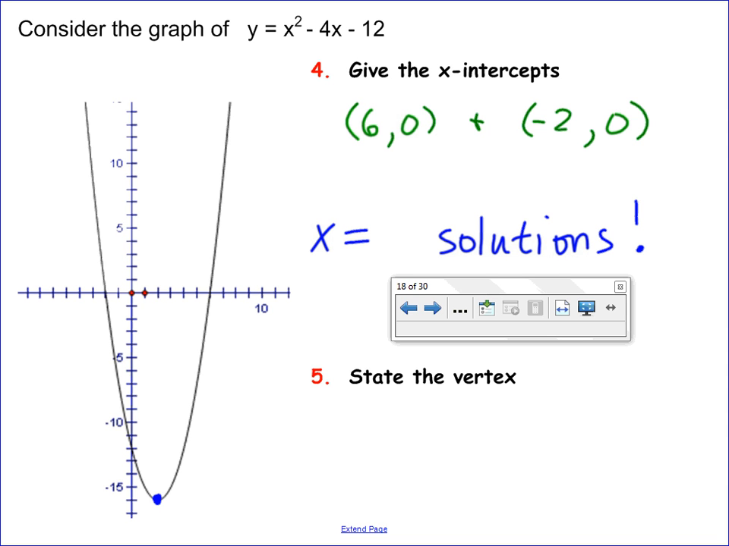In order to find the vertex, I'm going to use the fact that the vertex falls directly on my axis of symmetry. My axis of symmetry we already saw was 2. So the x-coordinate of this vertex is 2. And now we have to figure out the y-coordinate, right? How would I figure out the y-coordinate of my vertex?